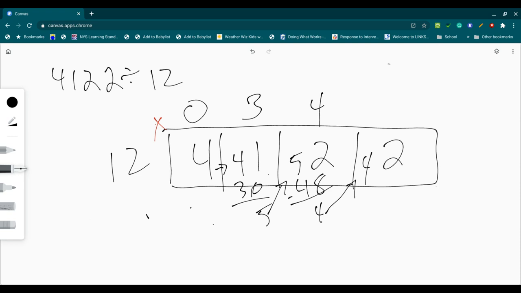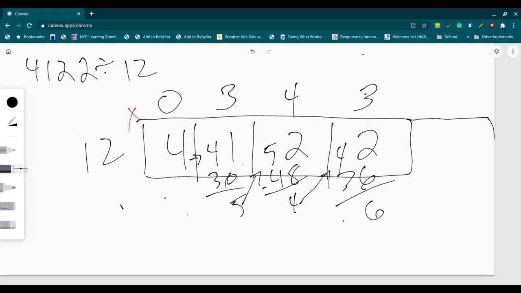Bring my 4 up. And then I have, again, 36, so 3 groups. 12 times 3 is 36. And that's 6. I could do 6 remainder, but what I'm going to actually do is show you how to do this with decimals, okay? So that goes to there. Now this is going to be a 0, because remember, after that decimal, it's going to be a 0. I bring my 6 up.